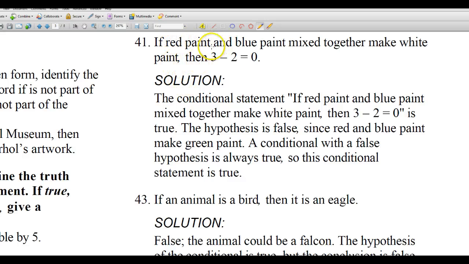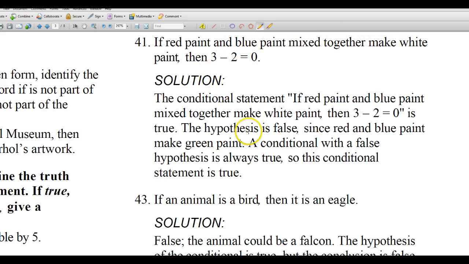Number 41, if red paint and blue paint mixed together make white paint, then 3 minus 2 equals 0. So this is one of those weird ones. If red paint and blue paint mixed together make white paint, then 3 minus 2 equals 0, is true. It's a true conditional statement. And once again, here's why. The hypothesis is false. If you mix red and blue paint together, you're going to get purple paint. You're not going to get white paint.